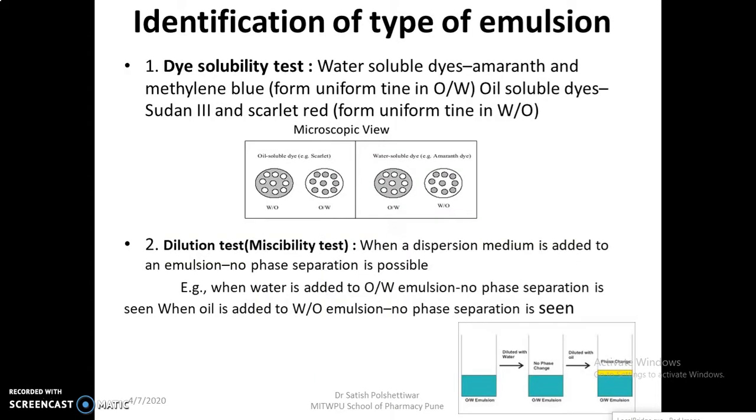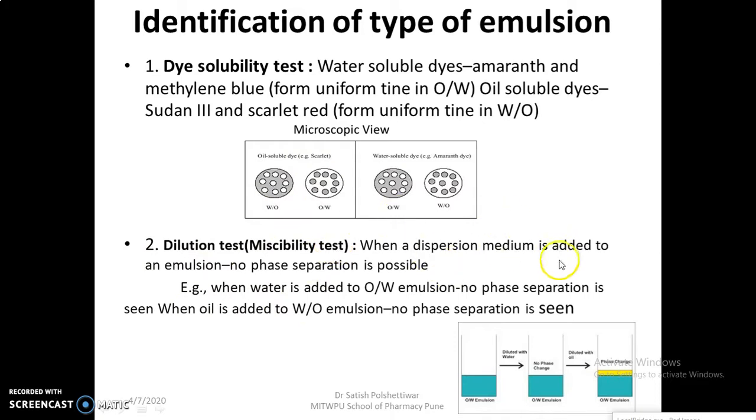Then identification of the type of emulsion can be done by solubility test and dilution test. In the dye solubility test, mostly water soluble dyes, amaranth or methylene blue, form a uniform tint in O/W. Oil soluble dyes, Sudan III or scarlet red, form a uniform tint in W/O type emulsion. You can see over here. And the dilution test is also called the miscibility test.